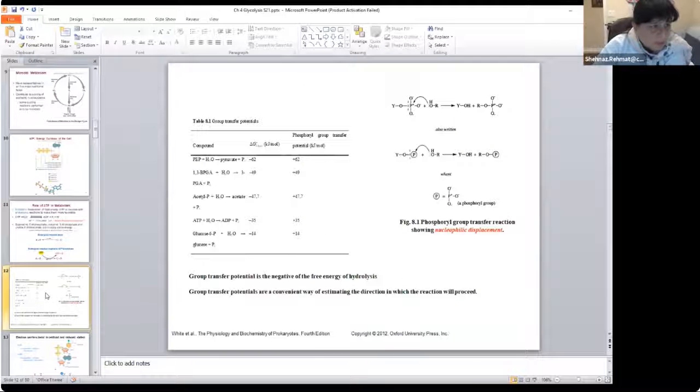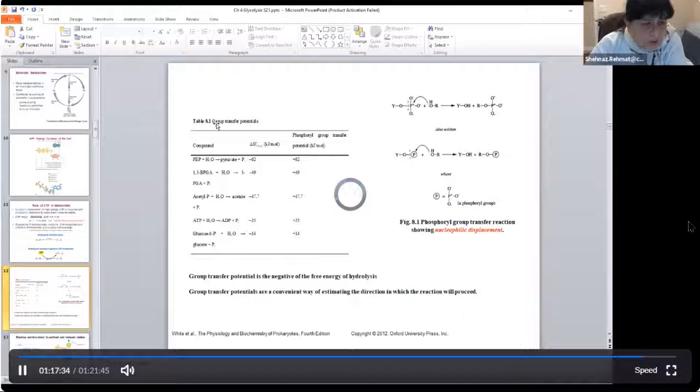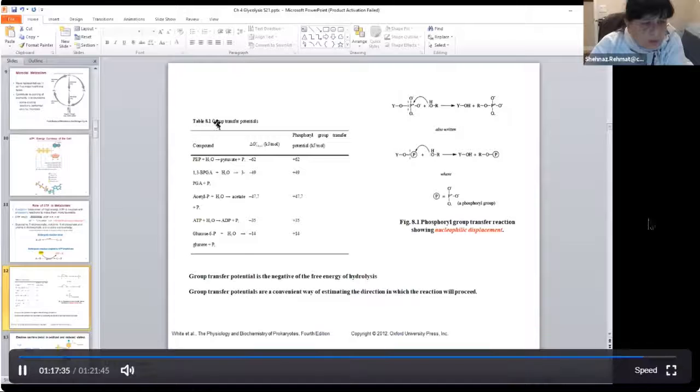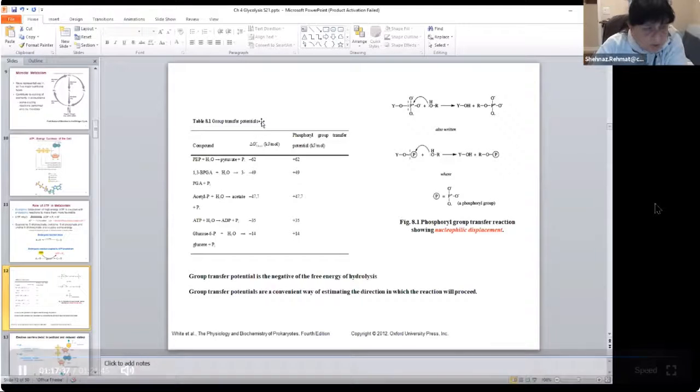So my question is, what is ATP about? What is in that ATP? Because it is capable of transferring a phosphate to some other substrates, and this phosphate transfer allows the reactions to proceed also. So we talk about the group transfer potential of some compounds.